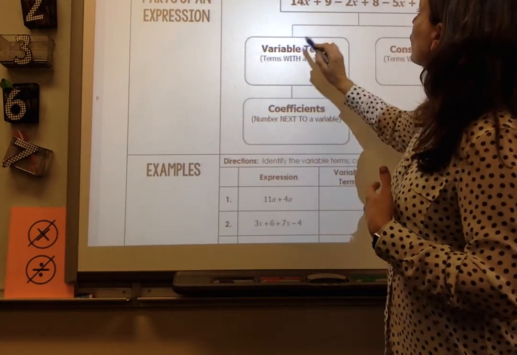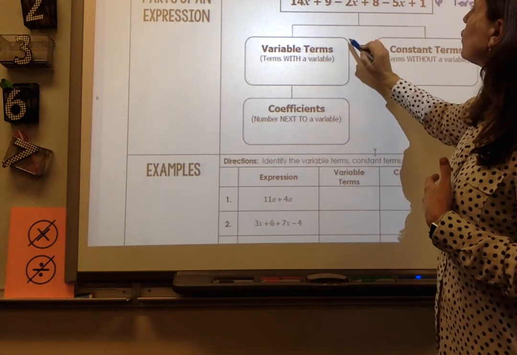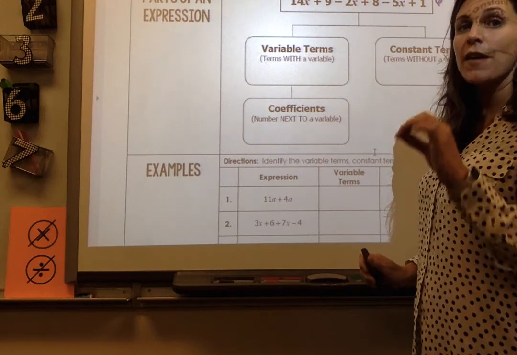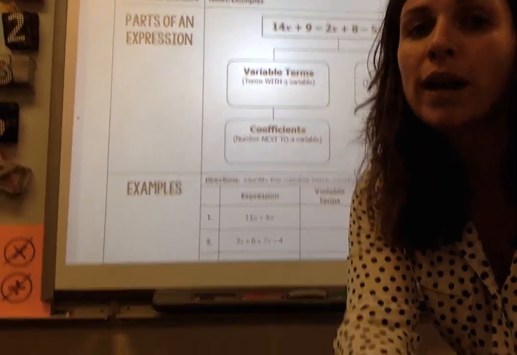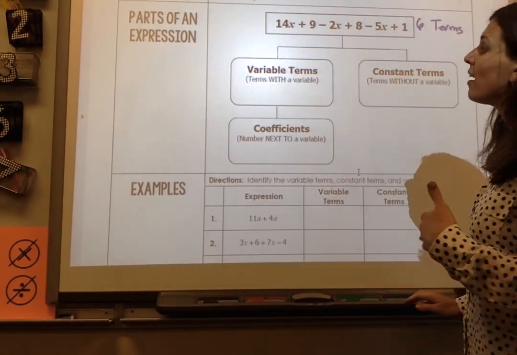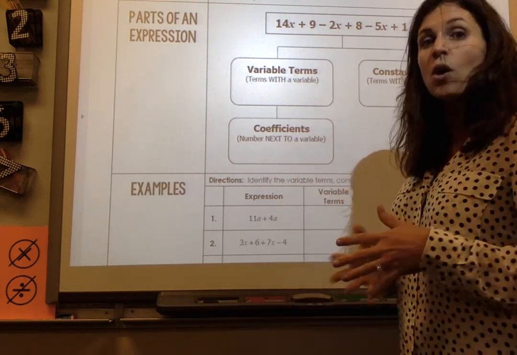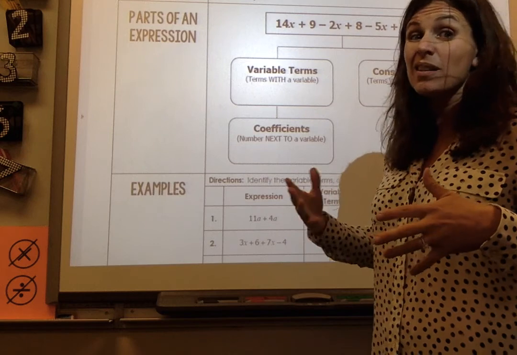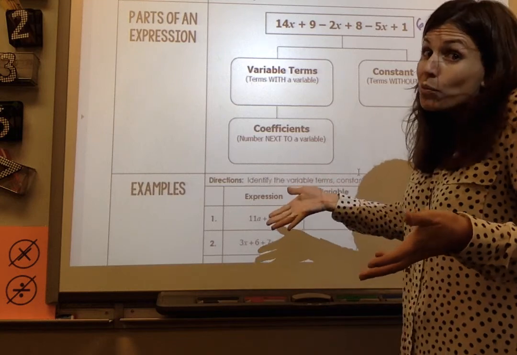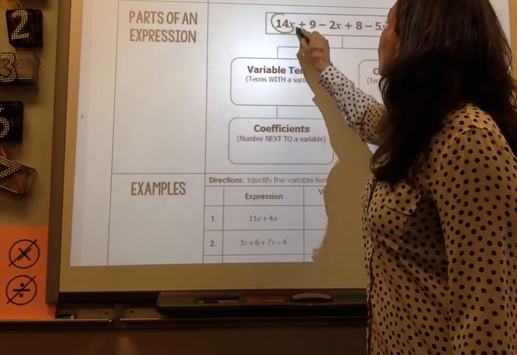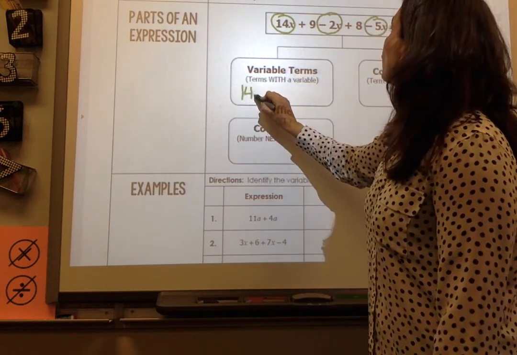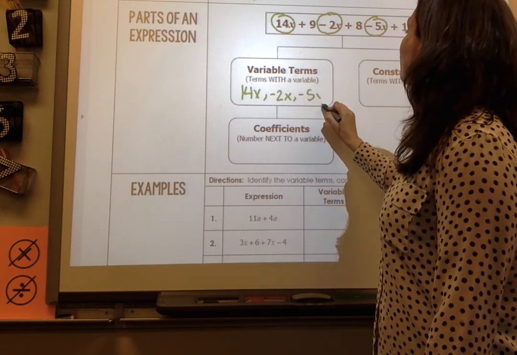So 14x is a term, positive 9 is a term, negative 2x is a term, 8 is a term, negative 5x is a term, and positive 1 is a term. It's very important that you understand what a term is. Okay? So 6 terms. We can break that down even further to talk about variable terms. We already know what a variable is. A variable is a letter that stands for something. So when we talk about variable terms, it's just terms with a letter. So I have 14x, negative 2x, and negative 5x. Those are my variable terms.